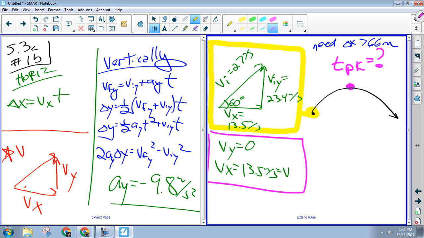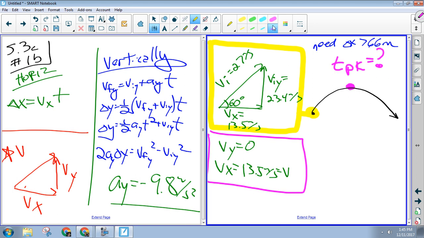Follow? All right, so the only other option then is to look at the vertical information. So to find the time that it takes to get to the peak, I got to pick one of these equations. I can't use any of the ones that have delta y, because I don't know my delta y, right? So there's only one possibility. What's the only equation that'll help me, guys? The first one, right? Okay, so let's do that.